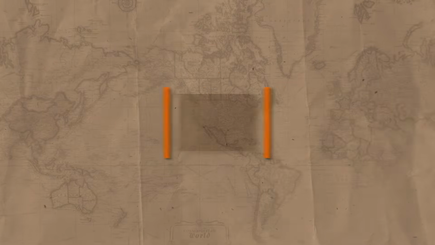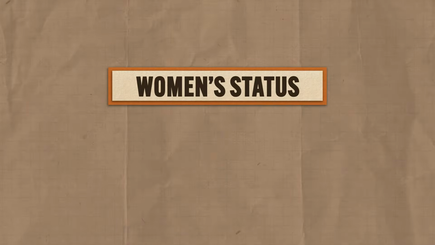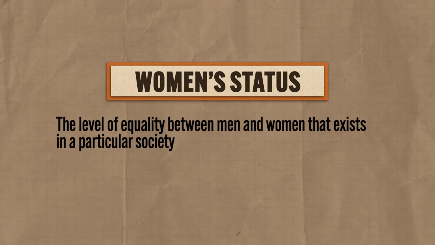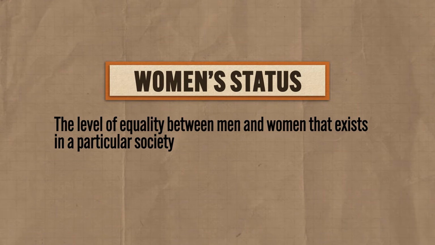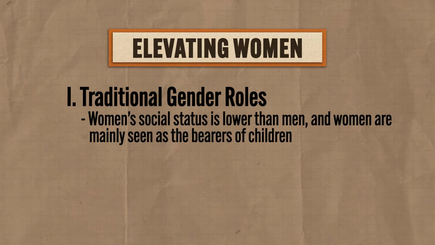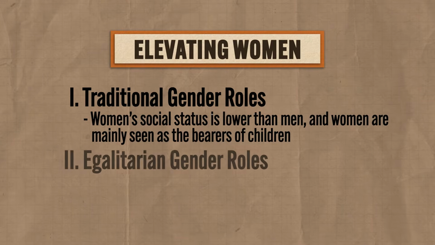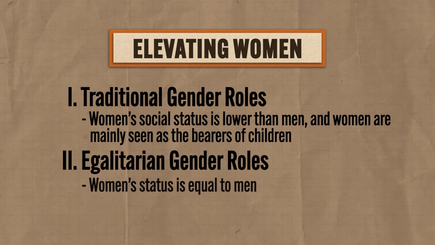So before we get into how women's roles affect demographics, let's start with defining our terms. When we talk about women's status, we're referring to the level of equality between men and women that exists in a particular society, and there are two basic categories here. First, some societies hold traditional gender roles, which means that women's social status is lower than men, and women are mainly seen as the bearers of children and the one who makes everybody else's sandwiches. But other societies hold more egalitarian gender roles, which means that women's status is equal to men.